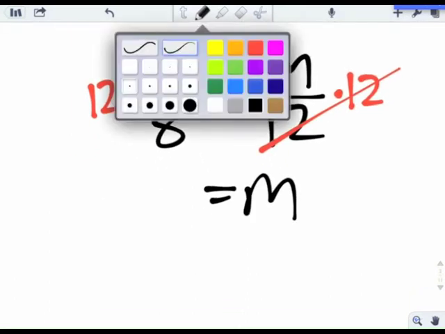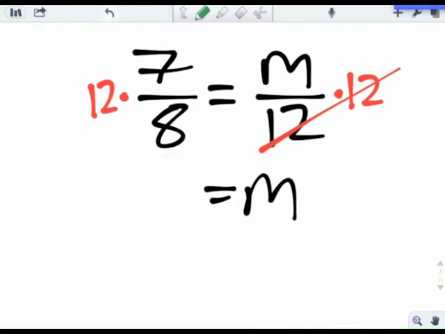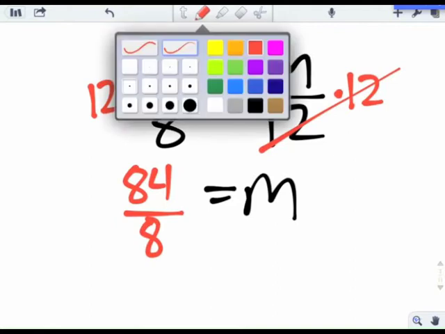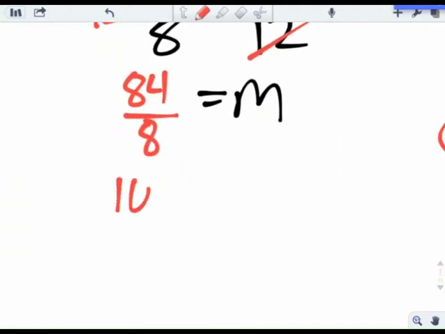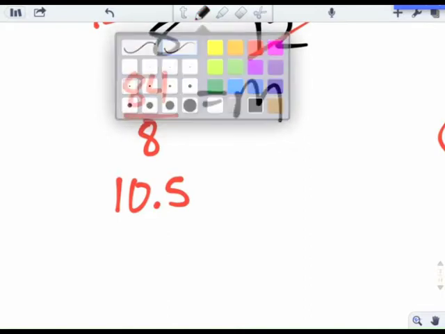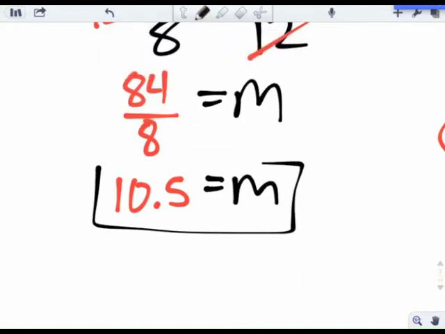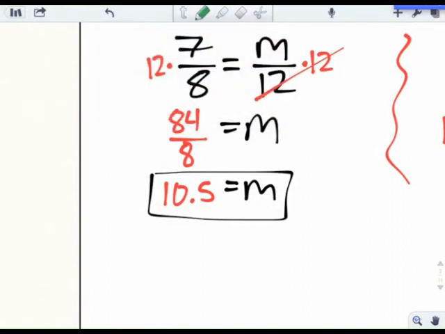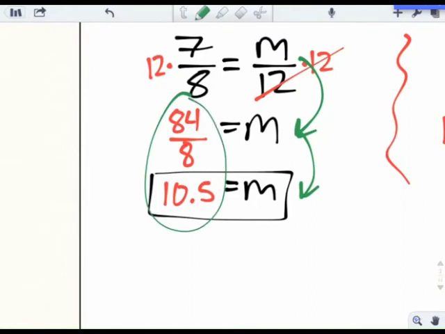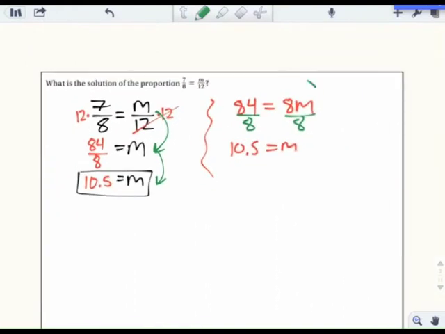And then over here, this is really just 12 times 7 divided by 8. 12 times 7 is 84. And then 84 divided by 8, you can use a calculator for that, is 10.5. So this is the value of m. Notice that in this way, we only took one step to solve the equation. Of course, this is just simplifying the fraction here. So cross-multiplying is not wrong, but it just introduces an extra step. So do whatever you're comfortable with, really.